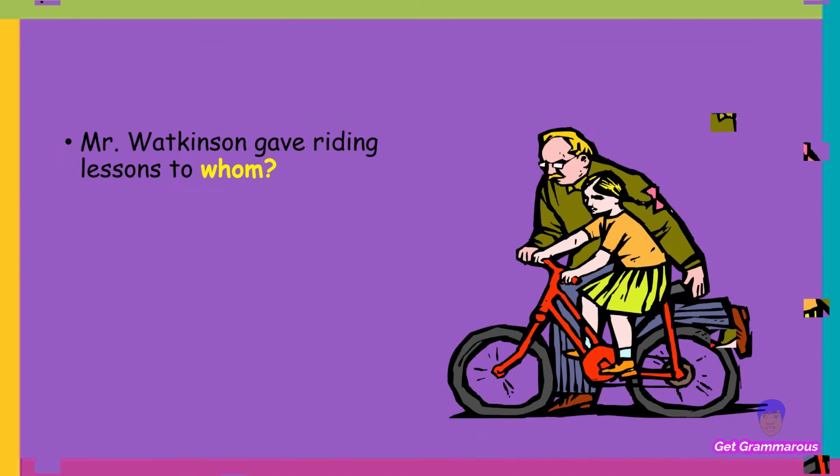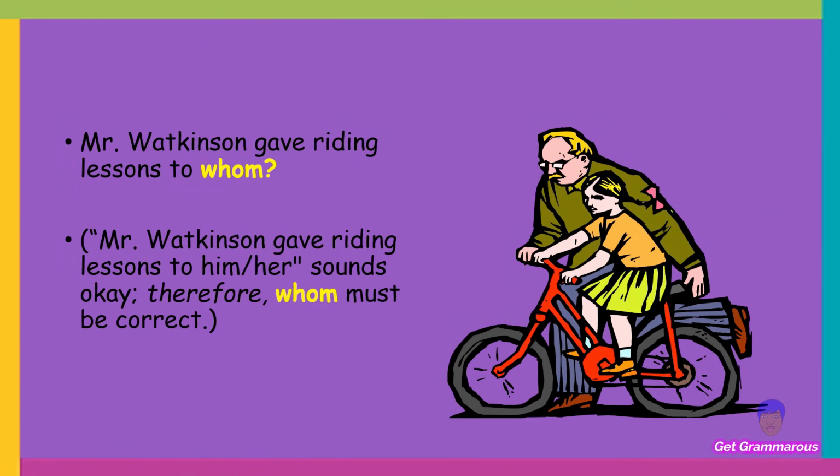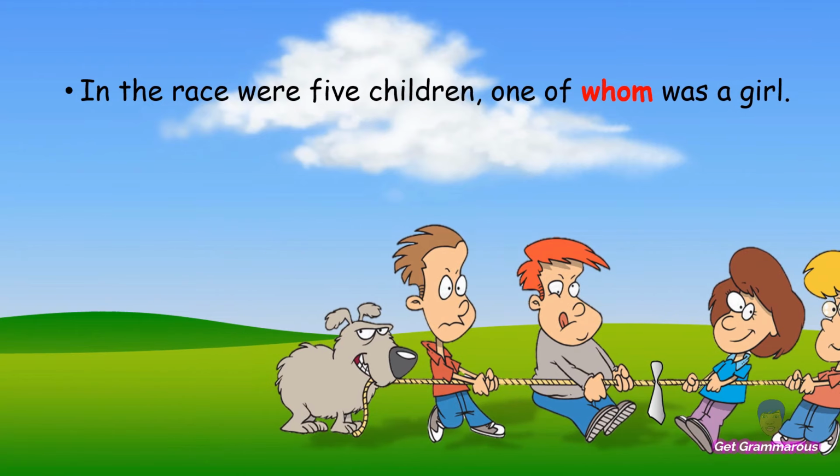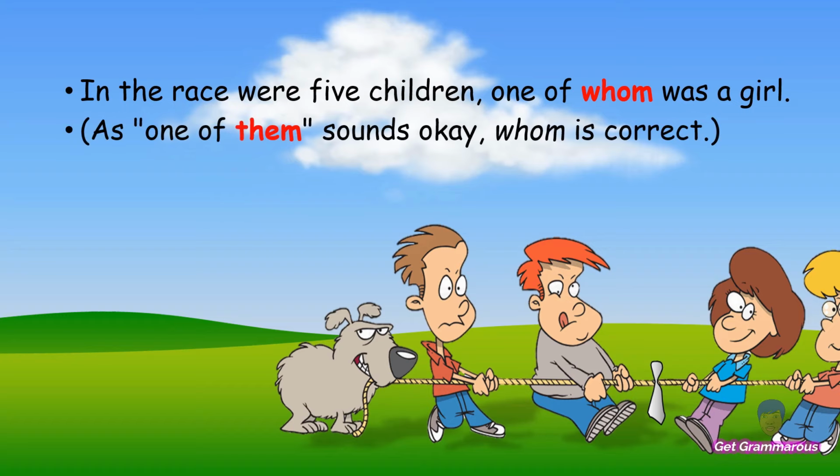Mr. Watkinson gave riding lessons to whom? Mr. Watkinson gave riding lessons to him, her, sounds okay. Therefore, whom must be correct. In the race were 5 children, one of whom was a girl. As one of them sounds okay, whom is correct.